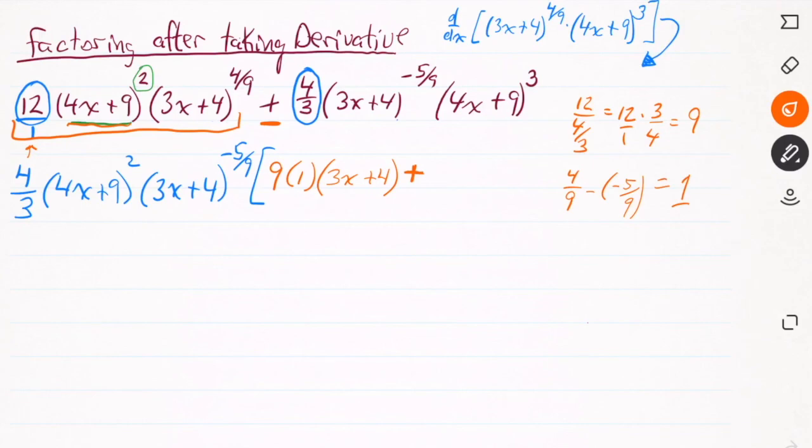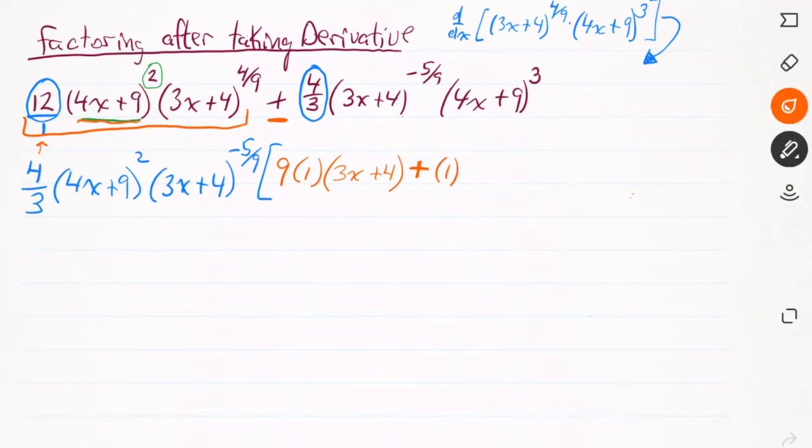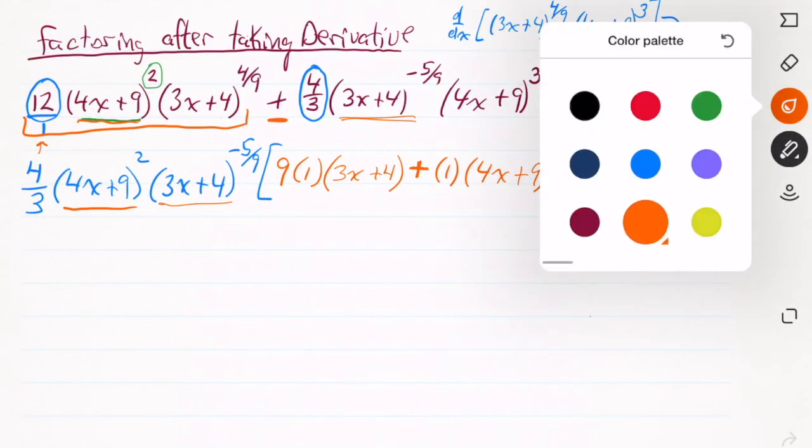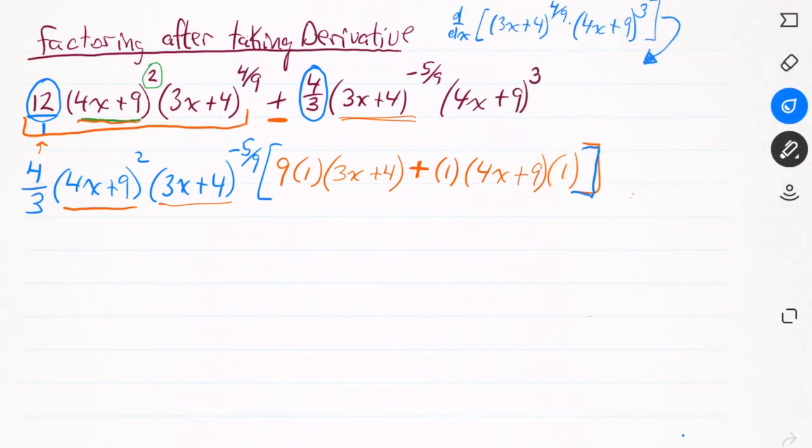Leave that there. And then I have 4/3 divided by 4/3. Obviously, that's going to be 1. And then I'll have 4x plus 9 squared dividing into 4x plus 9 to the third. So when I subtract the exponents there, I'm going to be just left with a factor of 4x plus 9 to the first power. And then lastly, we're going to divide the 3x plus 4 to the negative 5/9, and this is exactly the same, so that's going to leave me a 1. All right, so that is what's left behind after pulling out the greatest common factor.